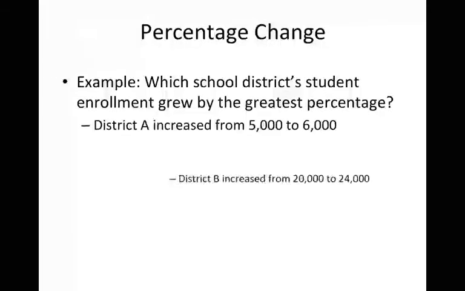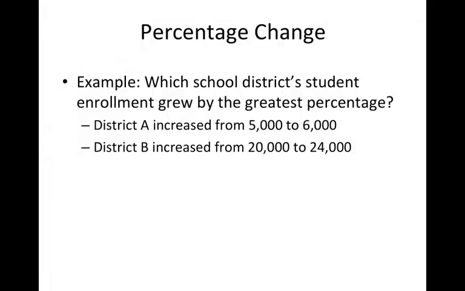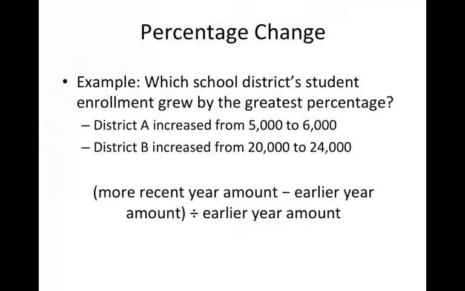So for example, you have 2 school districts, both with growing student populations, but they're both very different. District B started with 20,000 students, which is 4 times as many as the 5,000 students that District A started out with. So which one grew more? Well, District B grew by 4,000. District A grew by 1,000. So on the face of things, it seems like District B grew more, but you need to take into context where they started from, what base that growth took place on. Again, more recent amount minus earlier amount divided by the earlier amount.